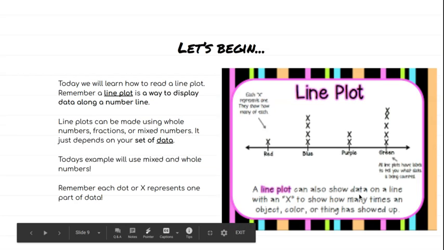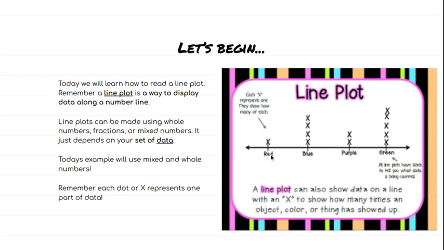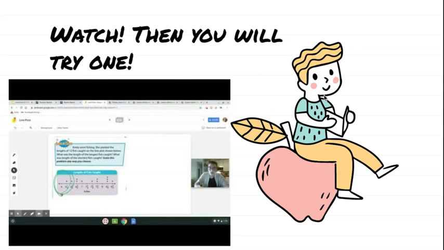A line plot can also show data on a line with an X to show how many times an object, color, or thing has showed up. Okay, so if something is red, there was only one red thing. If something is blue, there were 1, 2, 3, 4 blue things or numbers. If something was purple, there were only 2 purple things, and then it looks like there were 5 green things. Okay, so that's pretty much how you read a line plot with colors. Simple. Okay, it's the same thing with numbers.